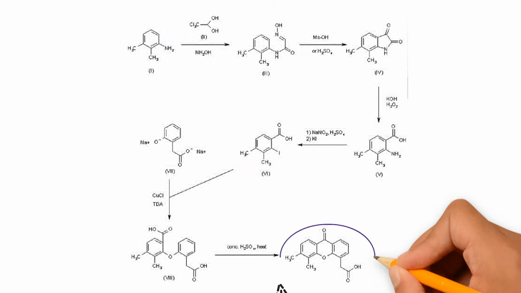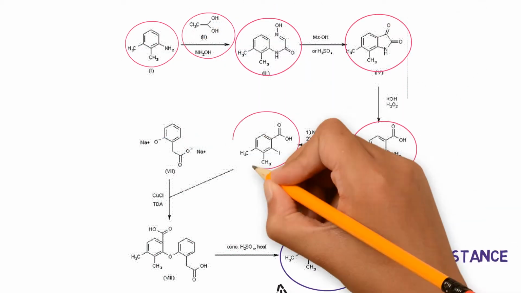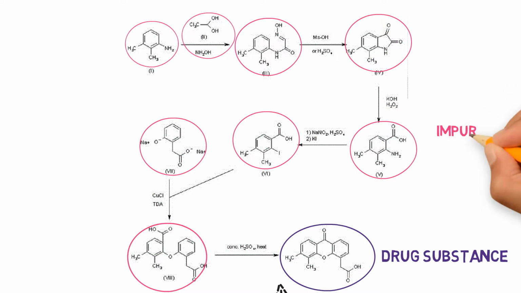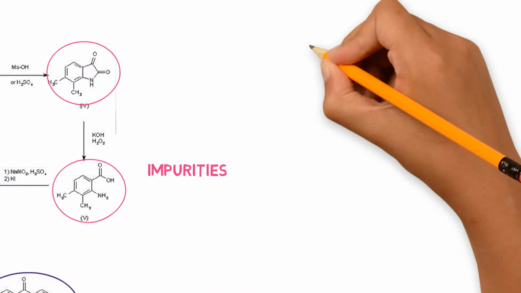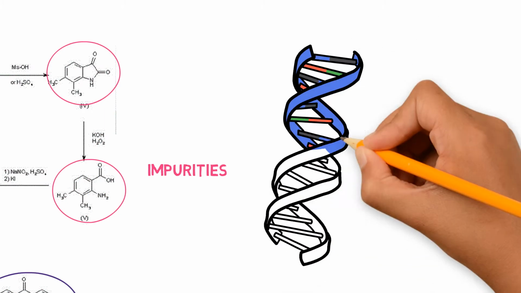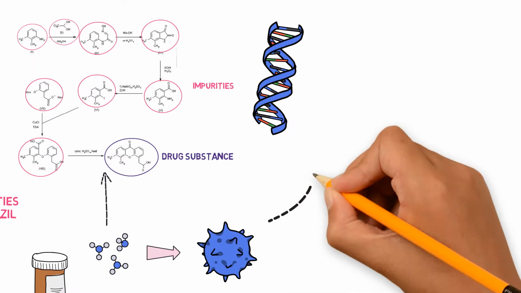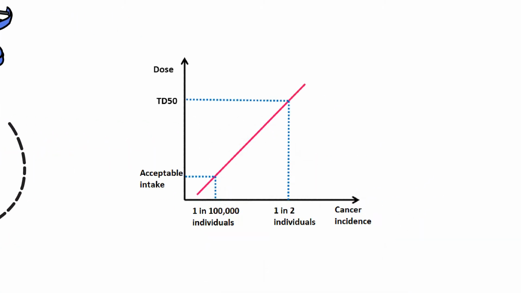But what are impurities? They are everything that is not the drug itself, that is, residues from the manufacturing process or even degradation products. Not all impurities are bad, and in fact, it's impossible to produce a drug that is 100% pure. However, some impurities can be mutagenic, leading to mutations in the DNA and increasing the chance of cancer. But this is only a problem above certain levels.